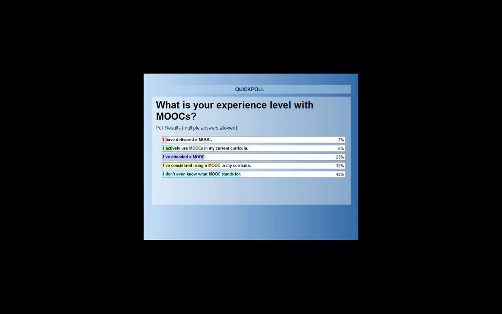So as you can see, the large majority of the folks on the line don't know what MOOC even stands for. So you're in the right place. You're going to find that out. For those of you that have considered using a MOOC in your curricula, it's just going to give you a little bit more to think about as far as whether MOOCs might be right for you. And then some of the other folks, we have just a few folks that have actually delivered a MOOC. Only 6%, as you can see, that have actively used MOOCs, and 23% have attended a MOOC already.